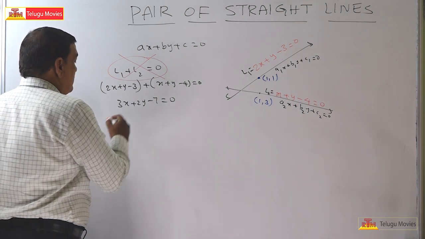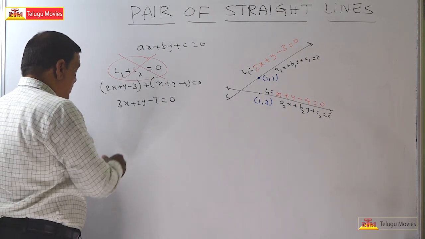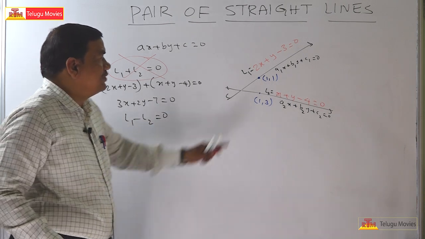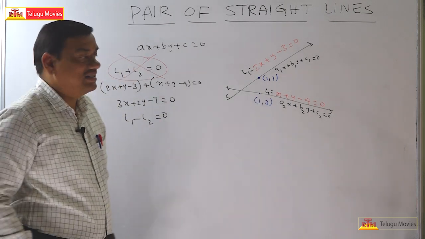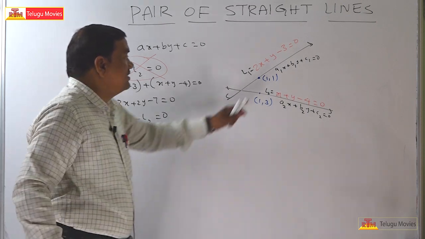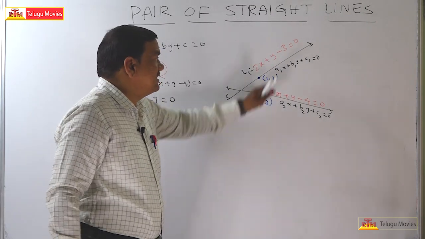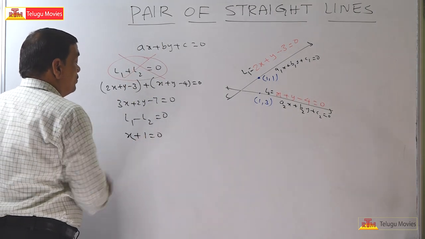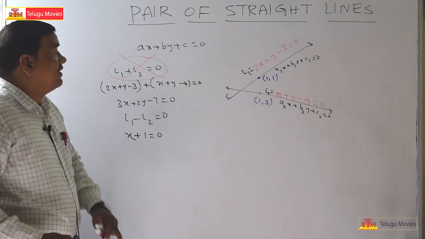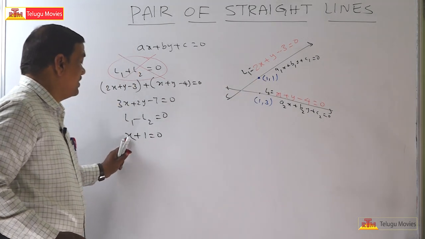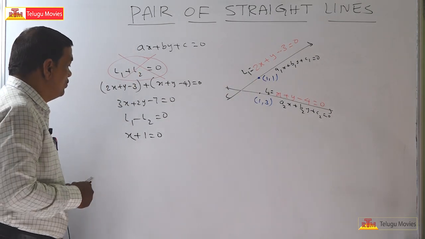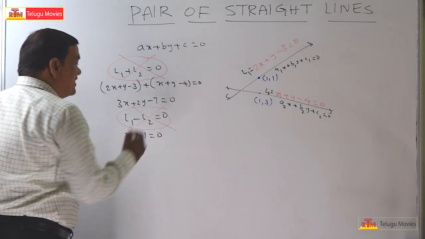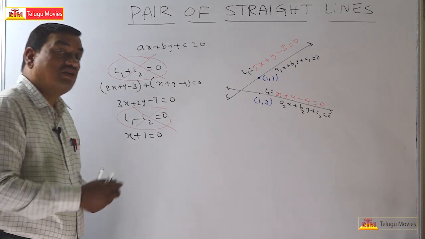The same applies if you subtract these two equations, L1 minus L2. So if you subtract, what happens here? 2x minus x, and plus y minus y also gets cancelled. Minus 3 plus 4, that is plus 1, is equal to 0. So x plus 1 is equal to 0. If you substitute x is equal to 1 here, 1 plus 1 is not equal to 0. So this also fails.